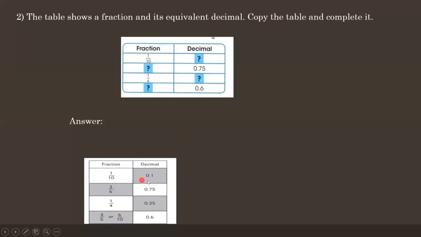1 by 10 is 0.1. 0.75 is 3 by 4. 1 by 4 is 0.25. 0.6 we can easily write as 6 by 10. This is also an answer, that is 3 by 5 also gives you 0.6, but it's very difficult to find a fractional number like that. In this case 6 by 10 is an easier form because you know that any number divided by 10 gives you point that number. So 0.6 means 6 by 10. I think you just need to write the answer as 6 by 10, but the other is also an applicable answer.